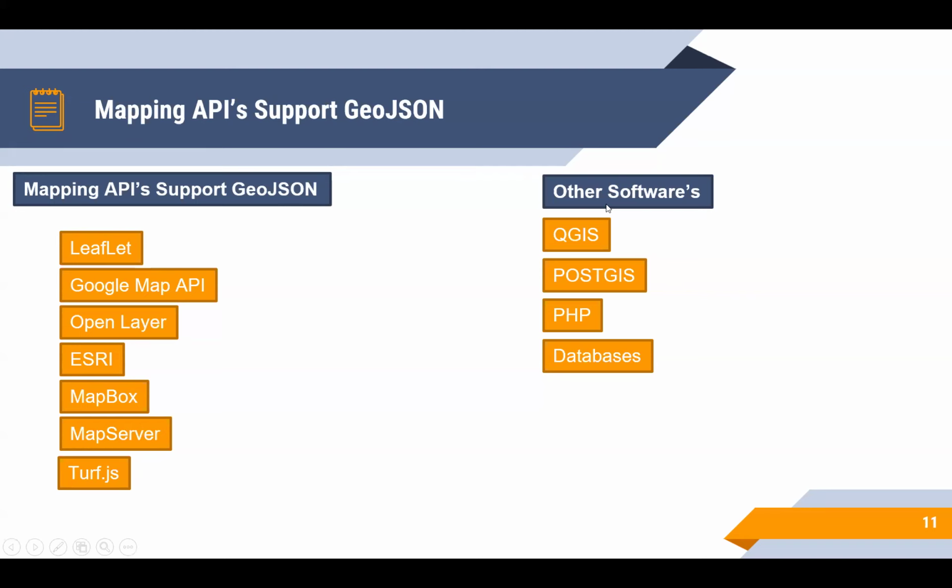And the software also, all the software support the GeoJSON. If you are working with the QGIS or ArcGIS, everywhere you can get the data in which format? Everywhere you can get the data in the GeoJSON format.